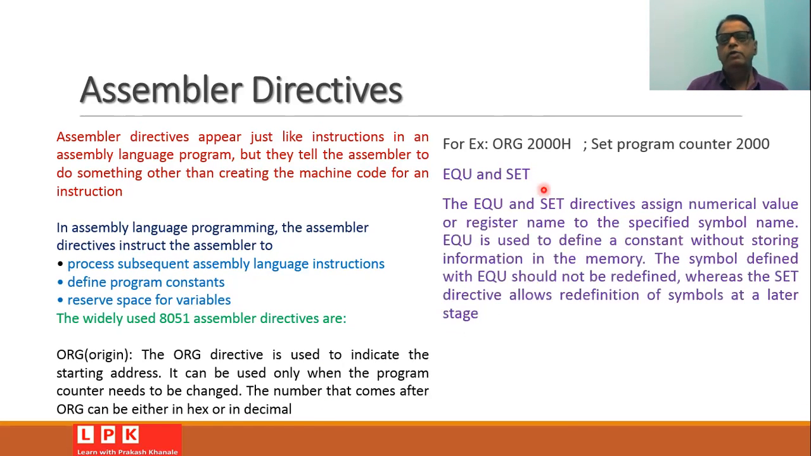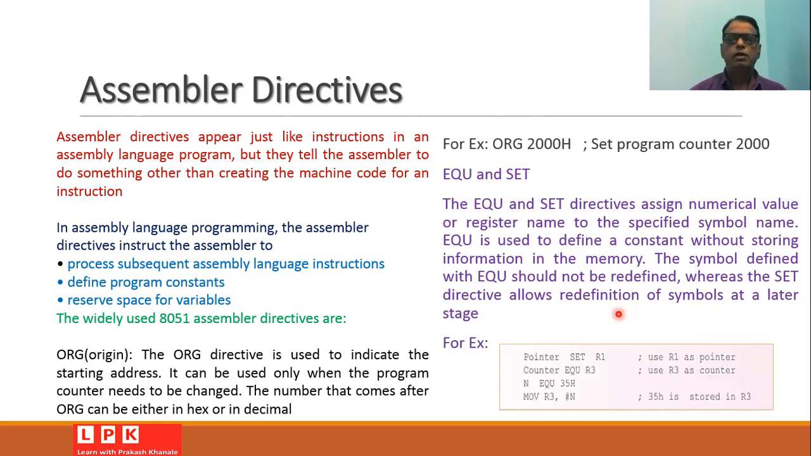Another popular directive is EQU and SET. These are the directives that are used to assign a numerical value or a register name to a specific symbol name. EQU is used to define a constant without storing the information in the memory. So whenever you want to define any constant value, you can make use of this directive. And SET is used to assign a value to a variable, and it can be redefined at a later stage within the same program.